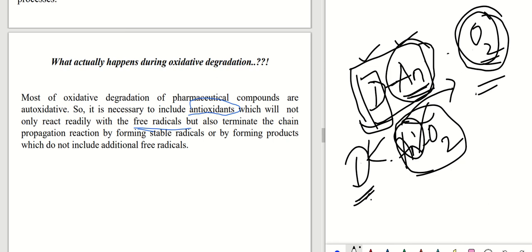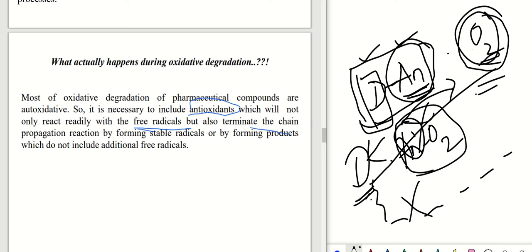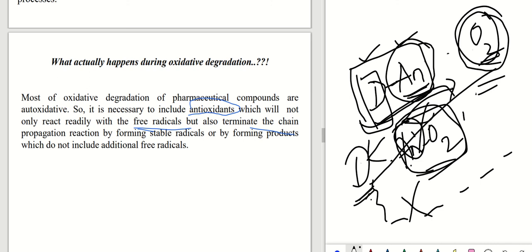If not, the drug alone will be exposed to the free radicals or the atmospheric oxygen, and thus oxidative degradation takes place and the chain will be propagated. So if we add an antioxidant, this chain propagation will be inhibited. It terminates the chain propagation reaction by forming a stable product. The antioxidant will form a stable bond with the free radicals. That is how we are actually blocking the reaction from occurring.